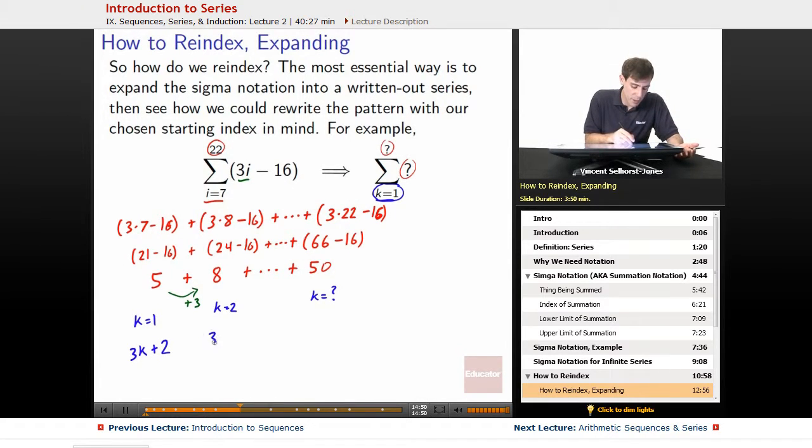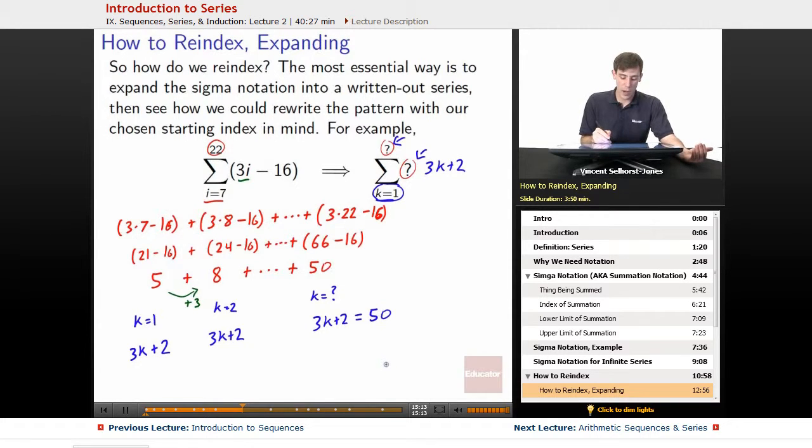Here, would 3k plus 2 work as well? So 3k plus 2 here, we plug in 2, 3 times 2 is 6, plus 2 is 8. Hey, that checks out as well. So it looks like 3k plus 2 will be the term for that part right there. Now, what's the upper limit of summation going to wind up being? Well, if we're at 3k plus 2 and it equals 50, we have to figure out what value would wind up coming out here.